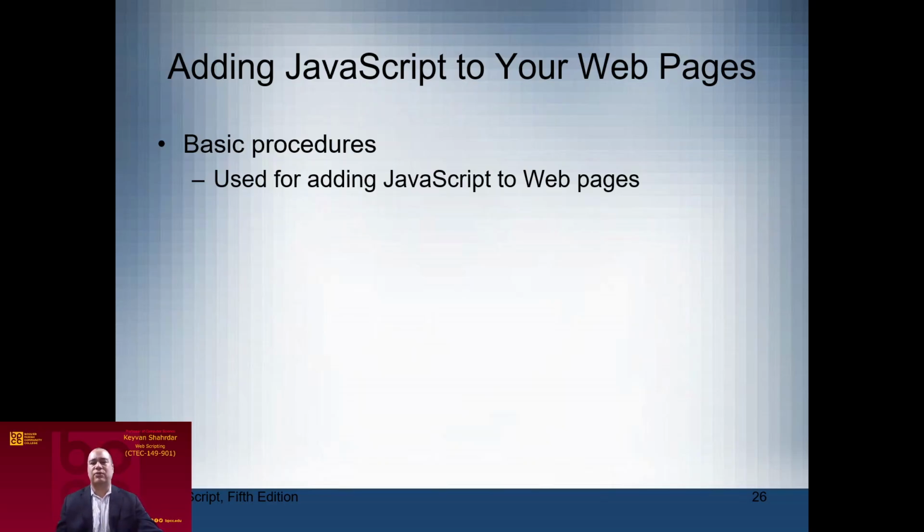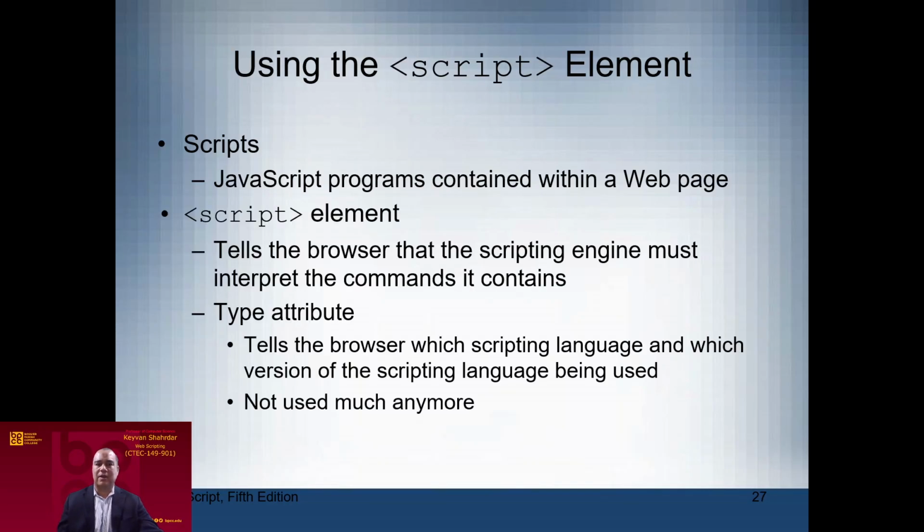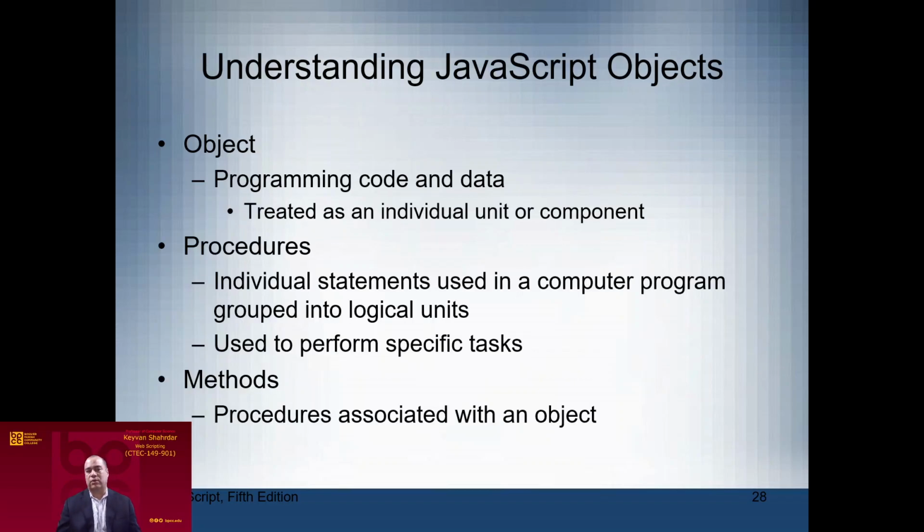So adding JavaScript to your web pages: these are the basic procedures used for adding JavaScript to web pages. You first have to have a script element. You add the script element, and then inside of that element it tells the browser that the scripting engine must interpret the command it contains. The type attribute tells the browser which scripting language and which version of the scripting language will be used, though it's not used much anymore.